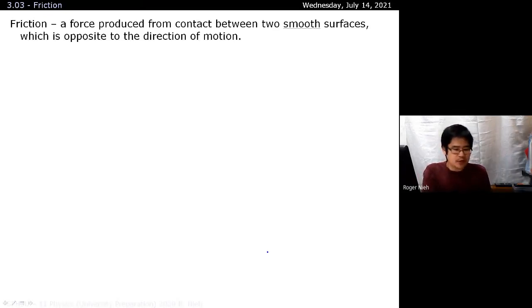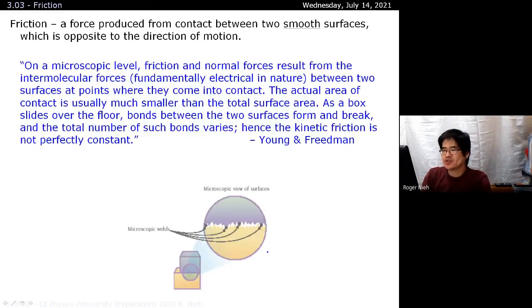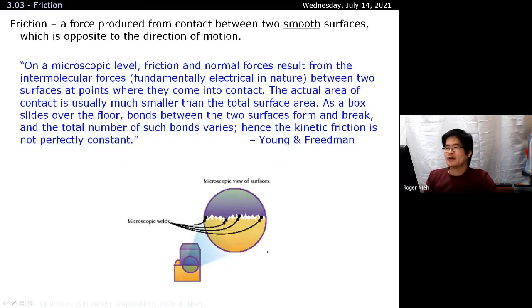Okay, so that's the grade 11 answer, but I also want to share with you the grade 13 answer, I guess the first year university answer, which says this. On a microscopic level, friction and normal forces result from the intermolecular forces between two surfaces at points where they come into contact. The actual area of contact is usually much smaller than the total surface area. As a box slides over the floor, bonds between the two surfaces form and break, and the total number of such bonds varies. Hence, the kinetic friction is not perfectly constant.